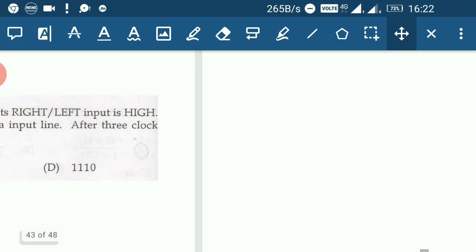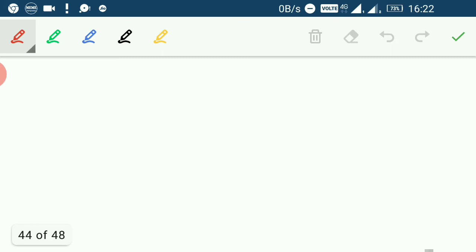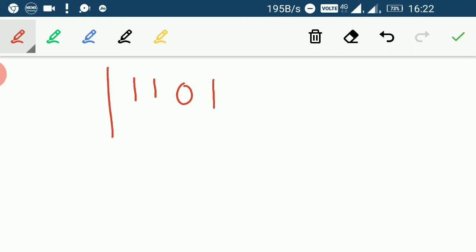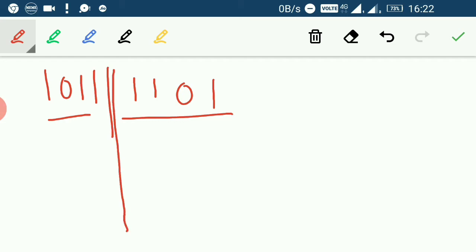Whenever they ask a question like this, what we need to do is, it is a bidirectional shift register and the data stored is 1101. The nibble waiting is 1011. So this is waiting, and this data is stored in the shift register. Whenever they ask a question like this, you write like this. Clear? And it is telling that it is a left to right bidirectional shift where high input is given.